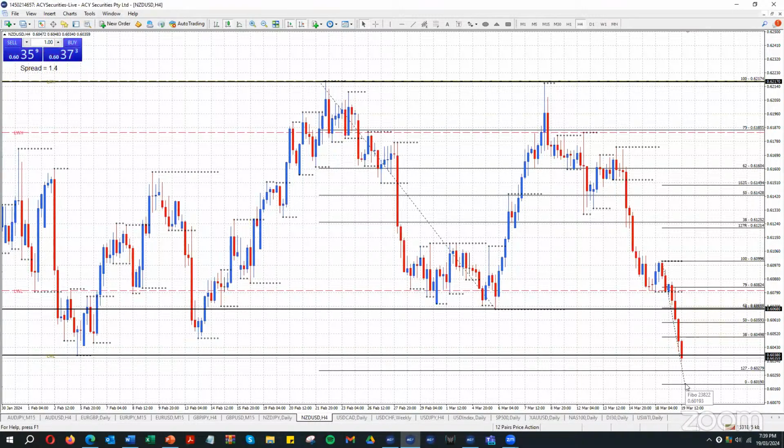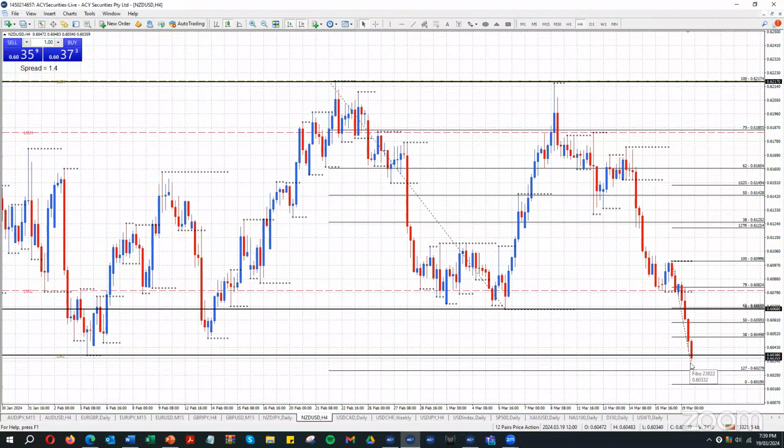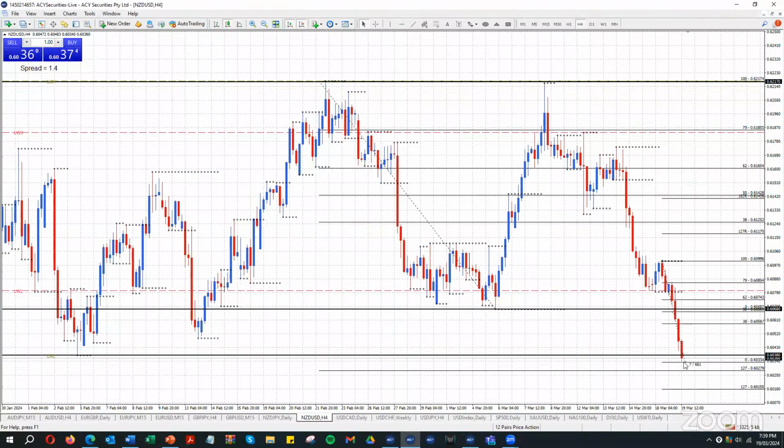So I will be just monitoring again the fib range and looking to see where we can get a rally. But this would be a good price point to watch at 60.68. Okay. So this keeps melting down the chart.